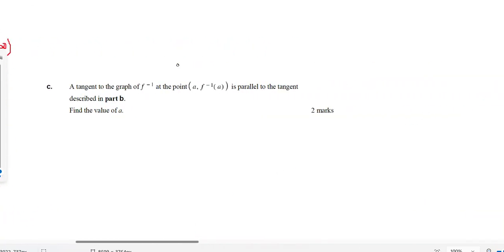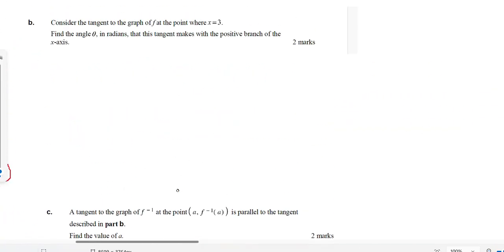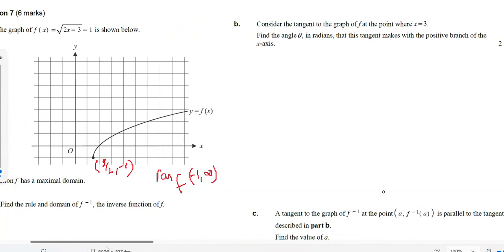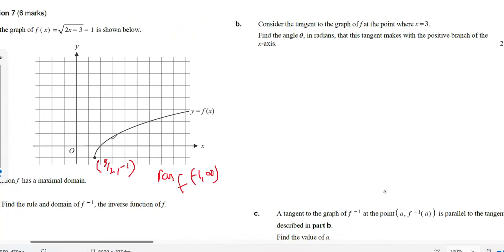Part B. Consider the tangent to the graph at the point when x equals 3. 1, 2, 3. So this should be my tangent line at x equals 3 or thereabouts. Okay. Find the angle it makes with the x-axis. So I'm looking for this angle here, theta.